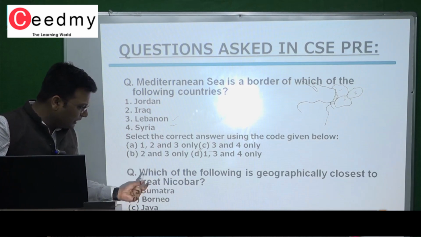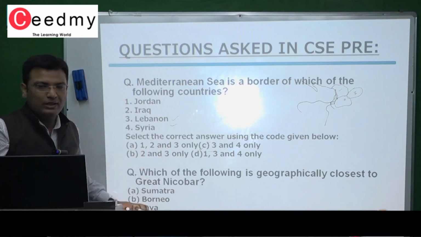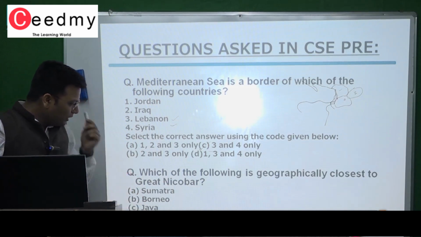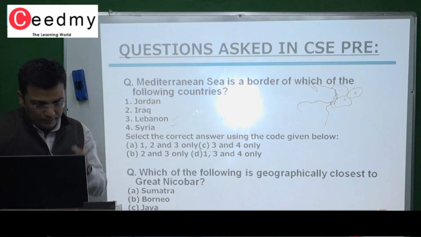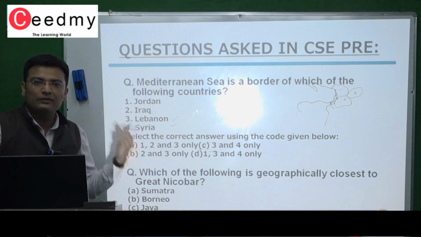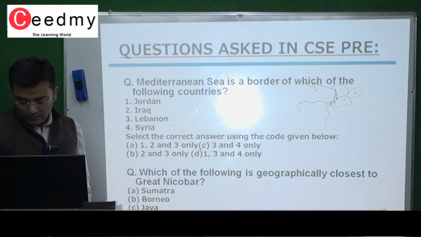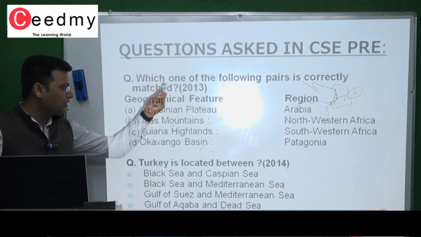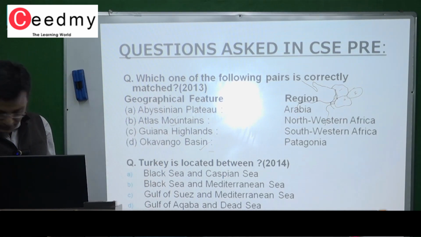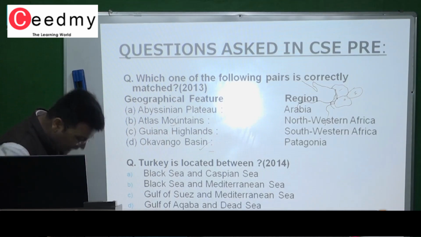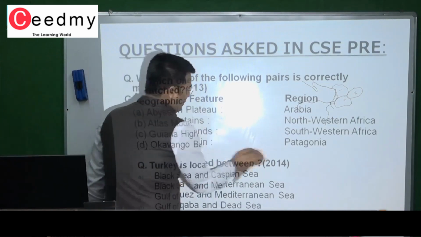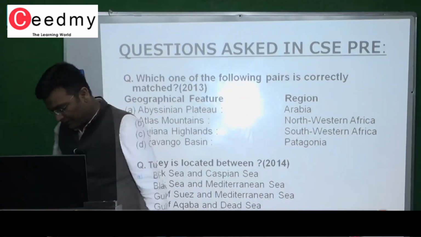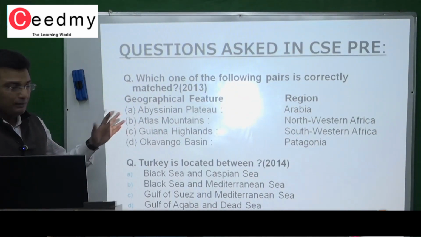You have to give only 20 seconds to these types of questions, and that will also give you more time for other confusing questions. Now, which of the following pair is correctly matched? This was asked in 2013, and in the years 14 and 15 they asked more than 4 questions in the prelims examination. These are the sample questions.